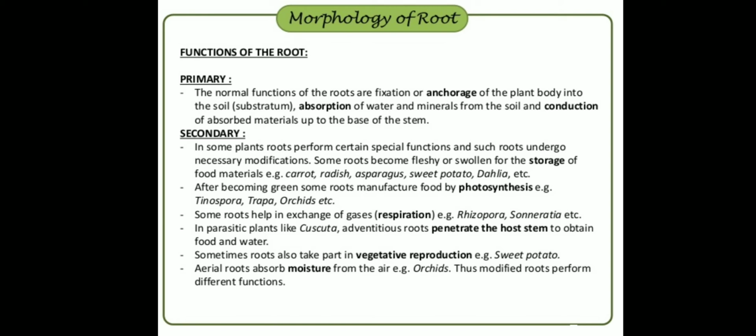And some roots help in exchange of gases also, that is, they perform respiration, for example Rhizophora. And in parasitic plants like Cuscuta, adventitious roots penetrate the host to obtain food and water. Sometimes roots also take part in vegetative reproduction, for example in sweet potato. And aerial roots absorb moisture from the air, for example in orchids. So thus modified roots perform various functions.